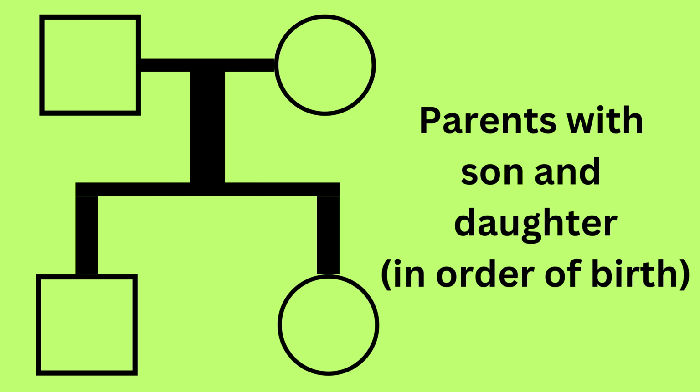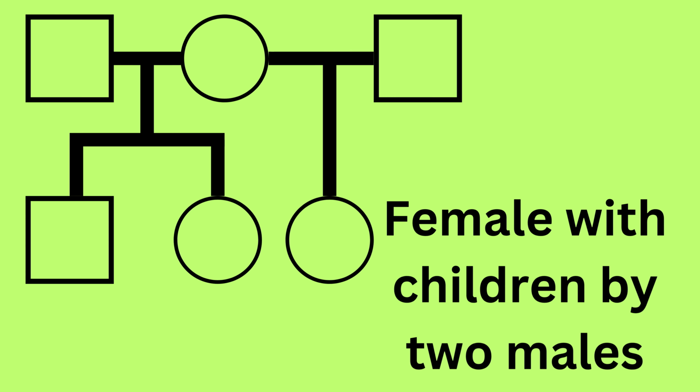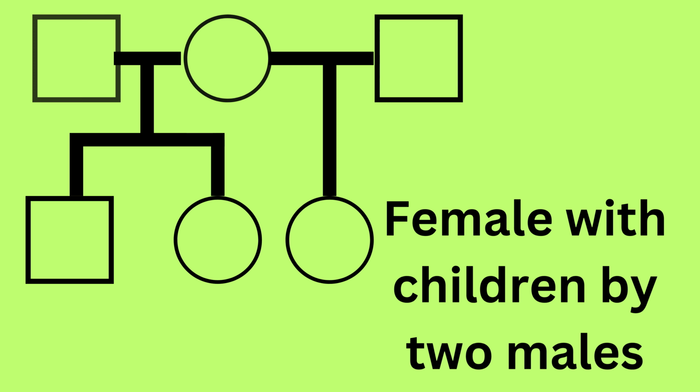Here, the first child is a son, shown by the square, and the second child is a daughter, shown by the circle. This pedigree shows a female connected to 2 different males. Each horizontal line represents a mating relationship. From the line on the left, the female has children with the first male, shown here as a son and a daughter. From the line on the right, the same female has a child with another male, shown here as a daughter. This symbol helps represent children from more than one partnership within a pedigree chart.